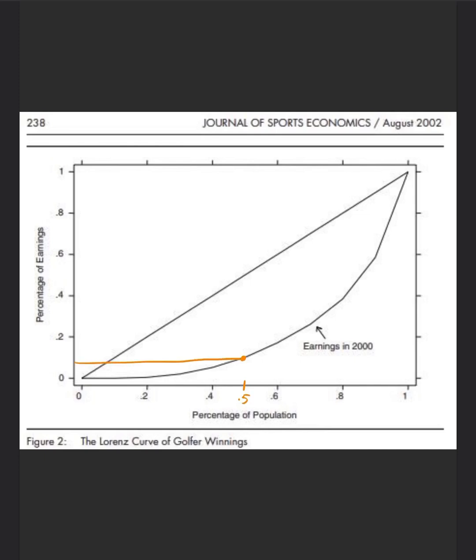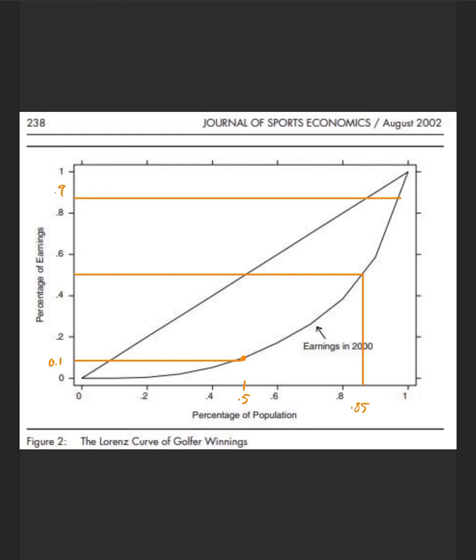Something like 10%, right? So the bottom half of golfers earn 10%, and the top half of golfers are winning 90% of the earnings. Let's see, where does the breakover happen if we look at the 50th percentile of earnings? This is happening at like 0.85 or something like that, right? If we come up here, what is like the 90th percentile in earnings? We get, that's a little low, we get something like the 95th percentile of golfer, and so on.